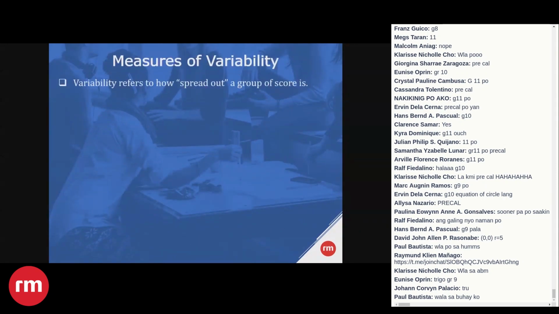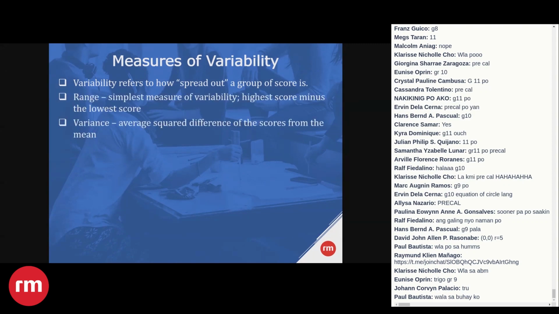Okay, let's go to your elementary statistics. Number 1 is in measures of variability. Measures of variability measure how dispersed your data is. So, some of the measures of variability include your range and your variance. So, pag sinabing range, very simple. Highest minus lowest. Pag variance is just average squared deviations from the mean. Specifically, this is the formula for the variance.